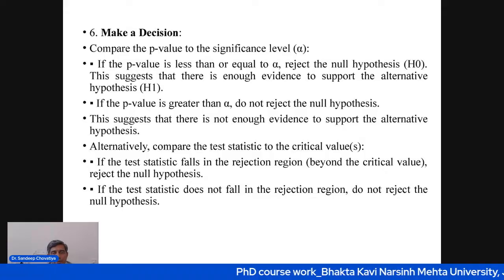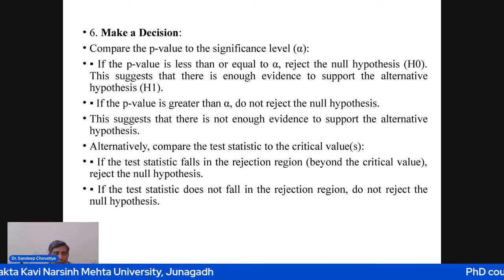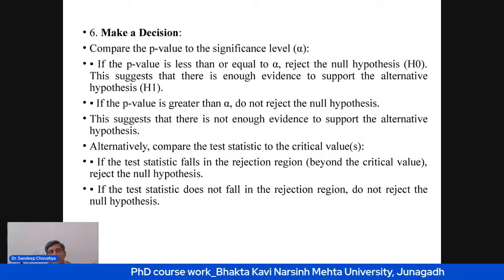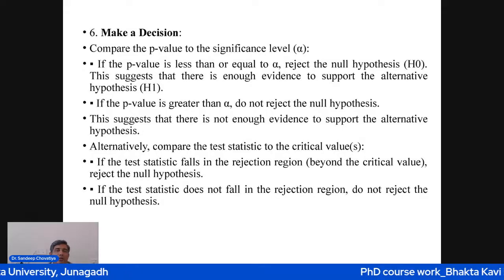If the p-value is less than or equal to alpha, then we reject the null hypothesis H0 and we accept the alternative hypothesis, which is H1. So the suggestion is that there is enough evidence with us to support the alternative hypothesis when we have a p-value less than or equivalent to the alpha value.